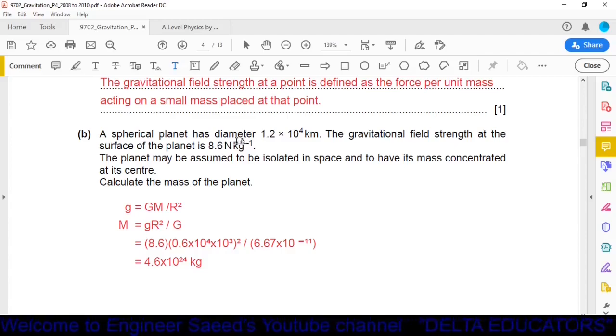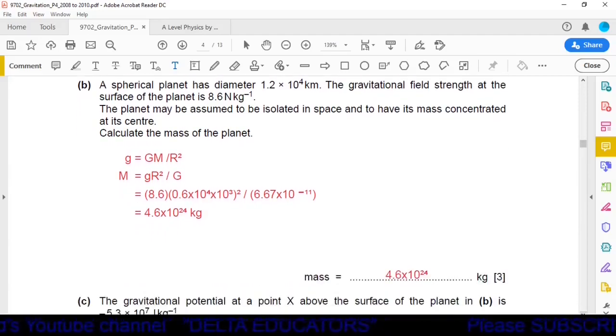So we can say radius is equal to 0.6 × 10^4 kilometers. But the distance or radius we have to consider in meters. That's why we have to multiply this value by 10^3. So the value of r in meters is equal to 0.6 × 10^4 × 10^3. Here it is squared, that's why we have taken the square, divided by capital G. The value of capital G, the gravitational constant, is 6.67 × 10^-11. Now by solving this, we will get the answer 4.6 × 10^24 kg. So the mass of the planet is equal to 4.6 × 10^24 kg.